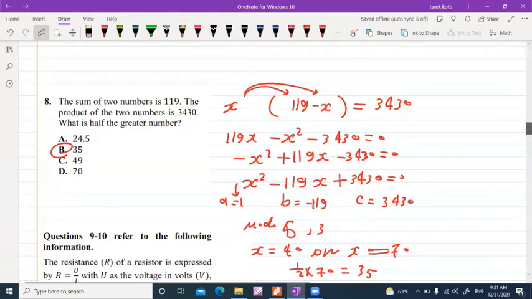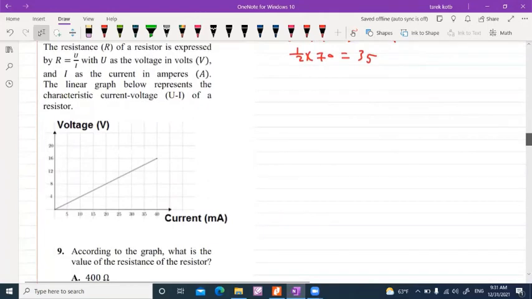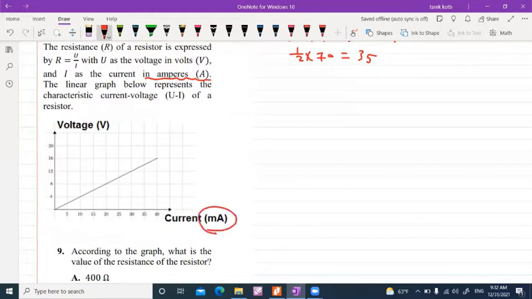Question number 9. The resistance R of a resistor is expressed by R equals U over I, with U as the voltage in volts and I is the current in ampere. The linear graph below represents the characteristic current voltage of a resistor. This is volt and this is current. But here you have the current in milliampere. But he mentioned that the rule, the current in the rule is in amperes. What's the relation between ampere and milliampere? The ampere is 1000 milliampere.